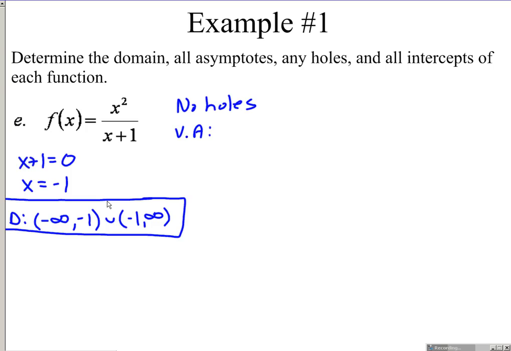Vertical asymptote, set the denominator equal to 0. x equals -1. Horizontal asymptote, we have a degree 2 polynomial over degree 1. The numerator is larger degree than the denominator. Anytime the numerator is higher degree than the denominator, there is no horizontal asymptote.